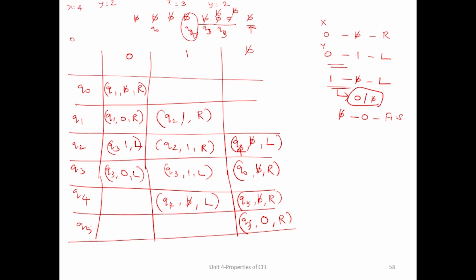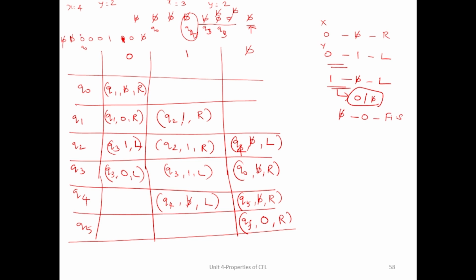I want to check the same notations for x equal to 4 and y equal to 2. So 4 zeros, 1 1, 2 zeros, blank space. So this is the logic. The first 0 is replaced with a blank space, Q1. Q1 0 means right direction. Q1 1 means right direction with Q2. Q2 0 means it is replaced with 1 with the left direction. Q3 1 left direction. Q3 0 left direction. Q3 blank space right with Q0.